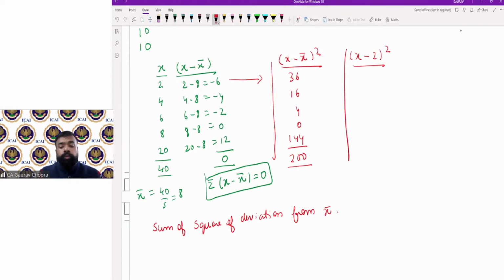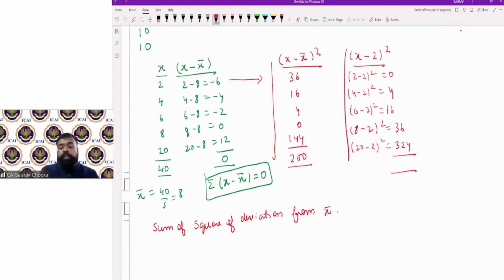So 2 minus 2 and the square is 0. 4 minus 2 square is how much? 4. 6 minus 2 and then square, it will give you 16. Then 36. Then 20 minus 2, 18 square. 18 square is how much? 324.